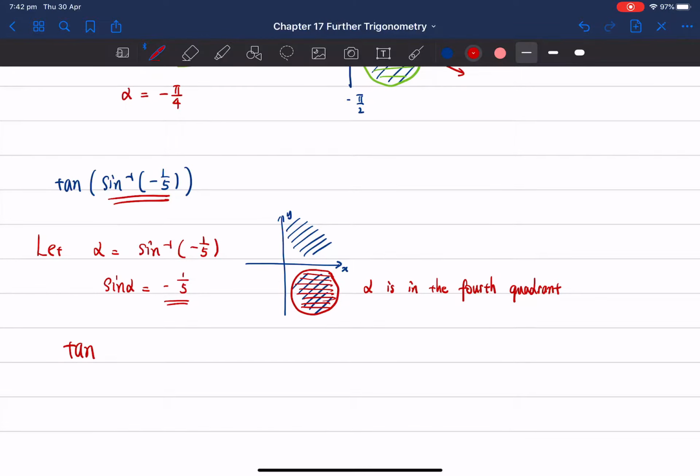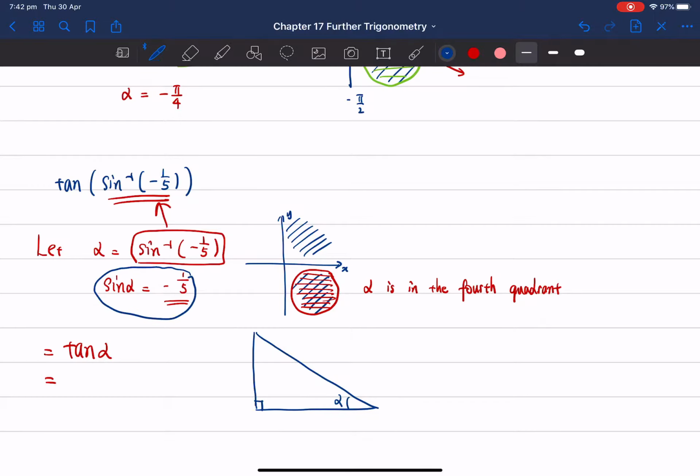10 bracket sine inverse becomes 10 alpha. Remember, alpha is equal to everything here, so that becomes tangent alpha. Now, how do we know what's tangent alpha? We need to create a right angle triangle again. We call this alpha, and forget about the negative. We use this information, and we use SOHCAHTOA to work out the distance of each side.